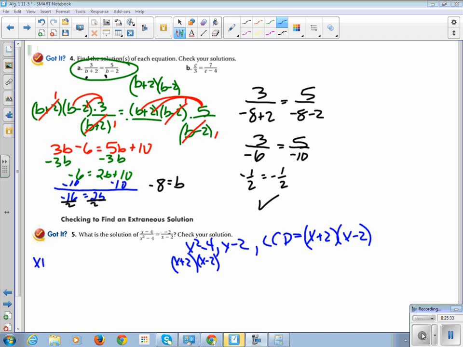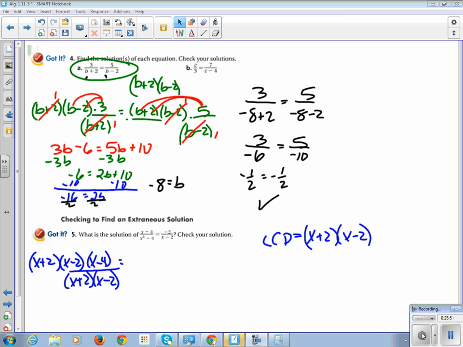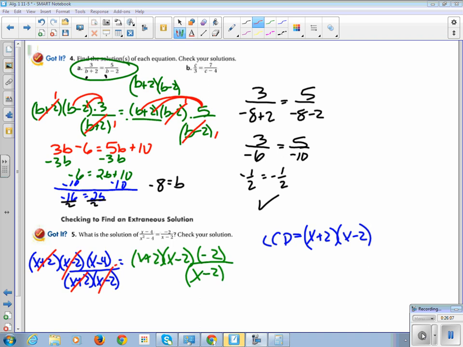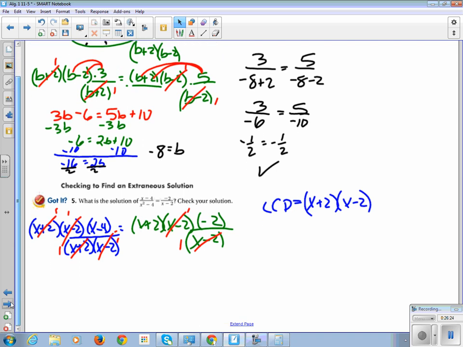So I got x plus 2, x minus 2, times x minus 4 over x plus 2, x minus 2, equals x plus 2, x minus 2, times negative 2 over x minus 2. Let's get our canceling pen out. Plus x plus 2, canceled. X minus 2, canceled itself out and makes 1s. X minus 2 and x minus 2 divide each other out to give us 1s. And I'm left with x minus 4 equals 2x minus 4.